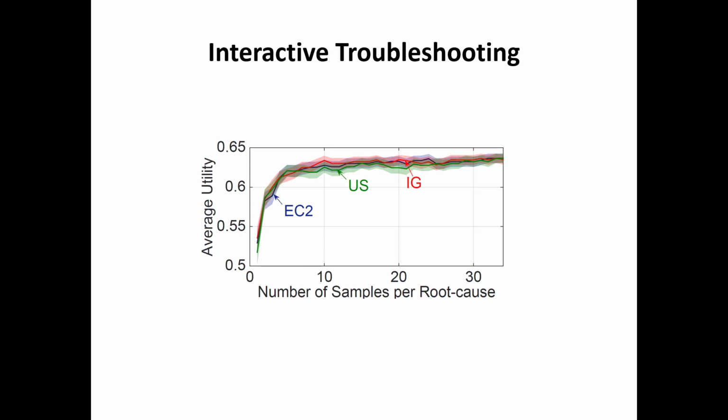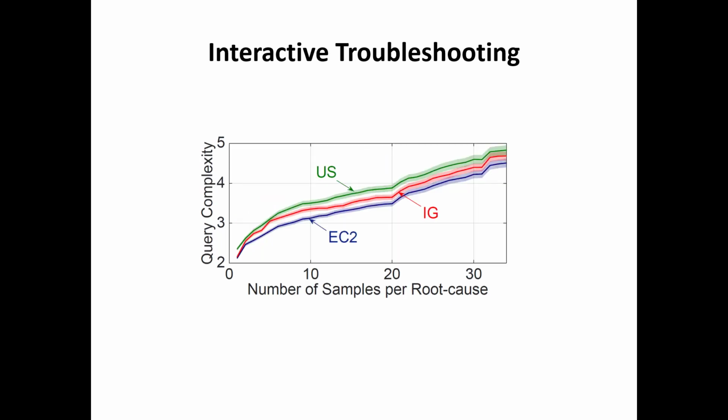If we look at the utility here, we see that different methods are consistent. So in this result, we show the average utility as a function of the number of hypotheses or samples per root cause. And we observe that the different methods are consistent. So these two plots or results should be seen together. From these two plots, we conclude that EC2 is able to achieve the same performance in terms of utility, but with lower complexity or lower interactions and questions.